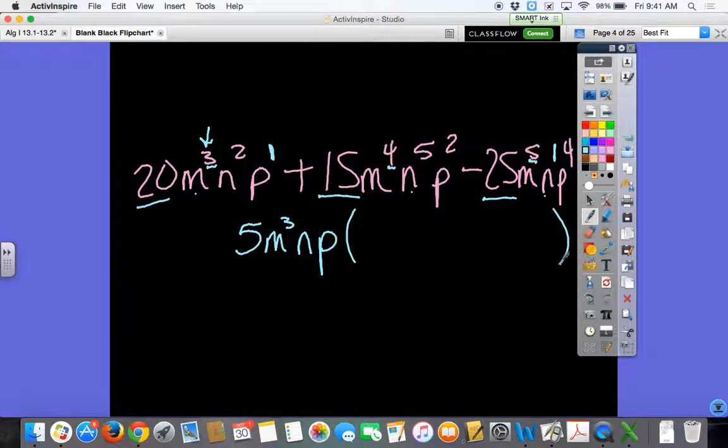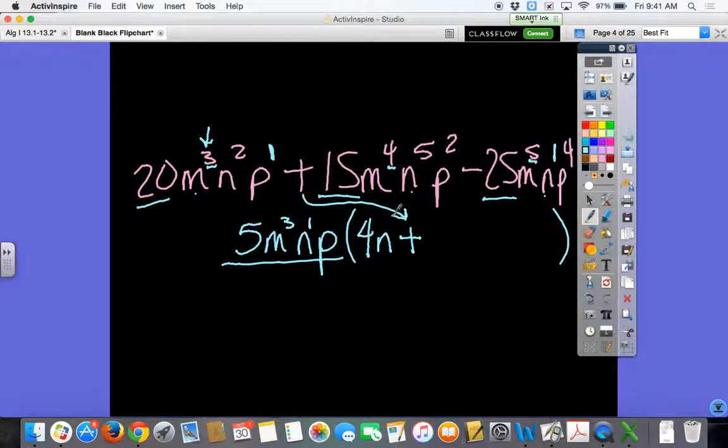Once you've figured out what your common factor is, you can go in, divide your coefficients, subtract your exponents. So 20 divided by 5 is 4. He had 3 m's, you took them. He has none. He had 2 n's, you took 1, so he has 1 n left over. He had 1 p and you took it. All right, you're done with that term.